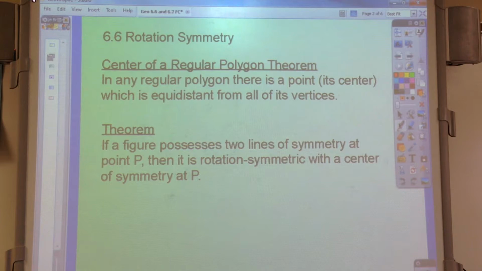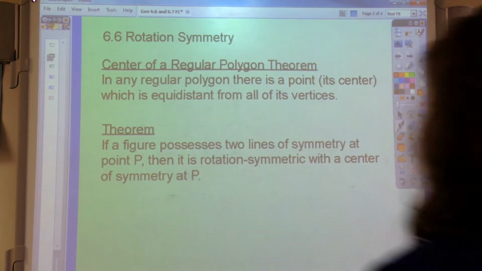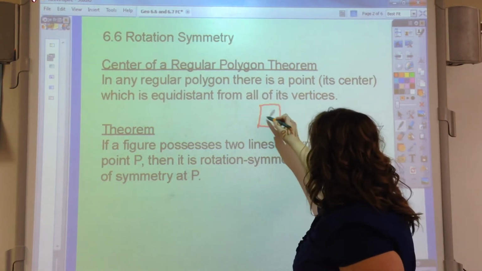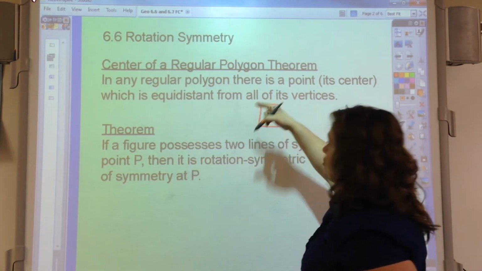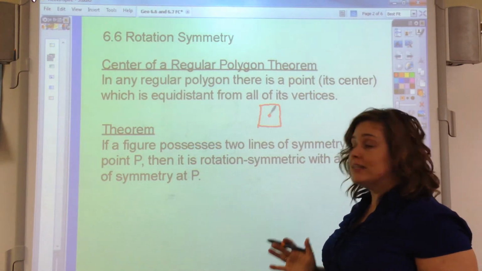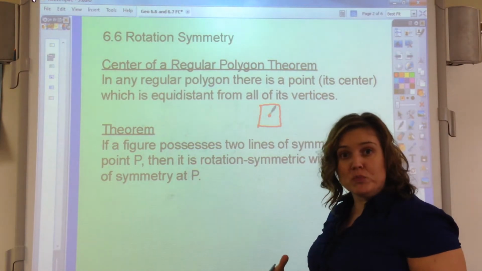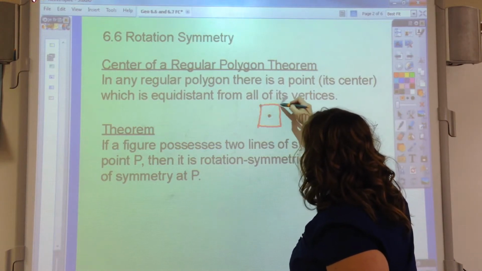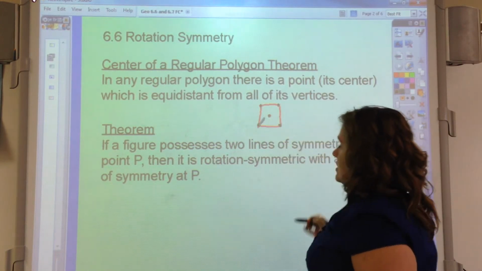To talk about rotational symmetry, we're going to start with its center. The center of a regular polygon is a point which is equidistant from all of its vertices. For example, a square is a regular polygon because all my side lengths are equal and all my angles are equal. And so I have some center point that is equidistant from each of these vertices.